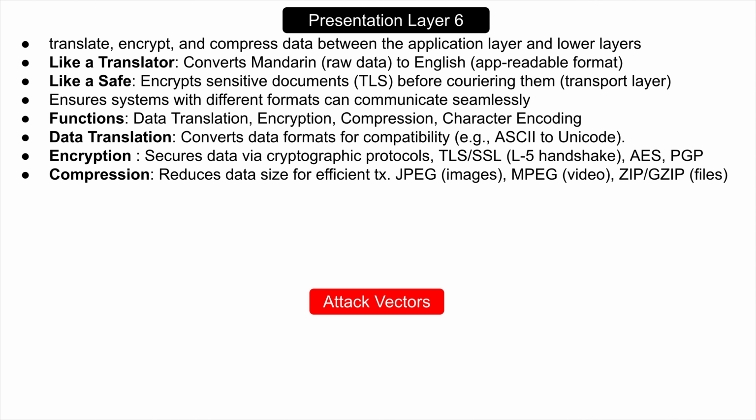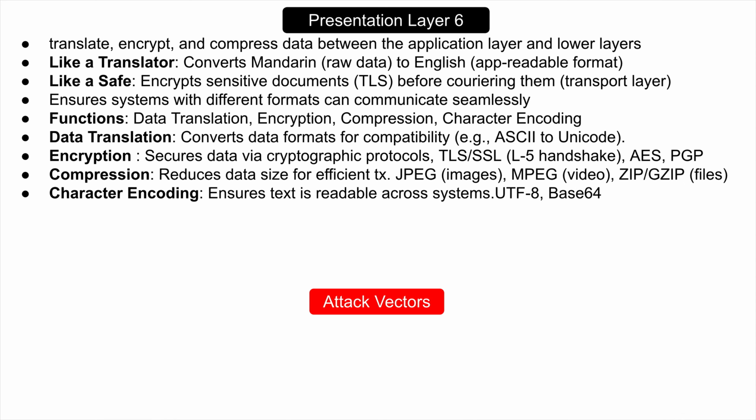Its compression function reduces the data size for efficient transmission. For example, images are compressed into JPEG, video is compressed into MPEG, and files are compressed into ZIP. In character encoding, it ensures that the text is readable across systems, for example, UTF-8 or Base64 encoding.